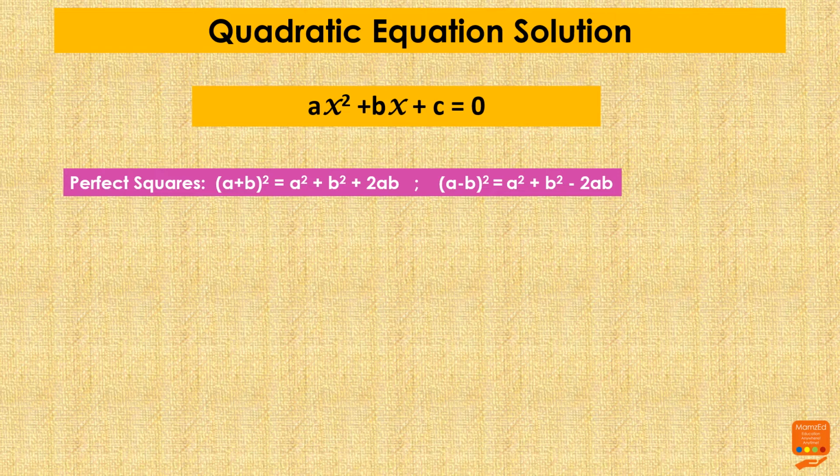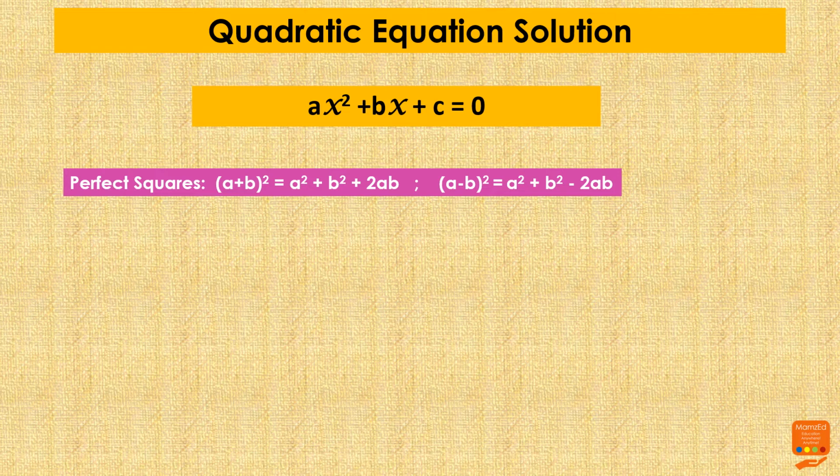And because we will be using perfect square equations to derive the quadratic formula, it makes sense to compare this quadratic equation with the perfect squares. So we have two perfect squares. (a plus b) whole squared is equal to a squared plus b squared plus 2ab. And the other one is (a minus b) whole squared, which is equal to a squared plus b squared minus 2ab.